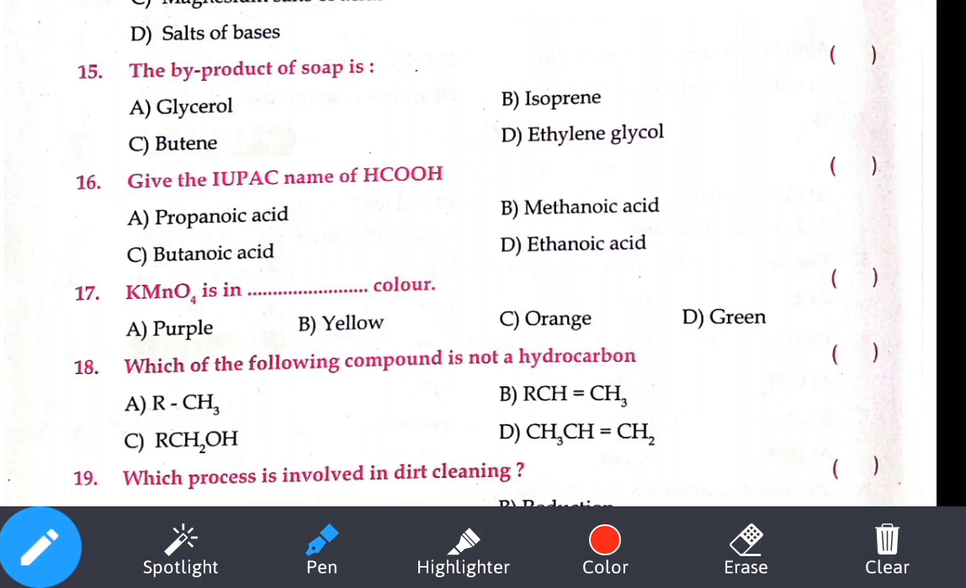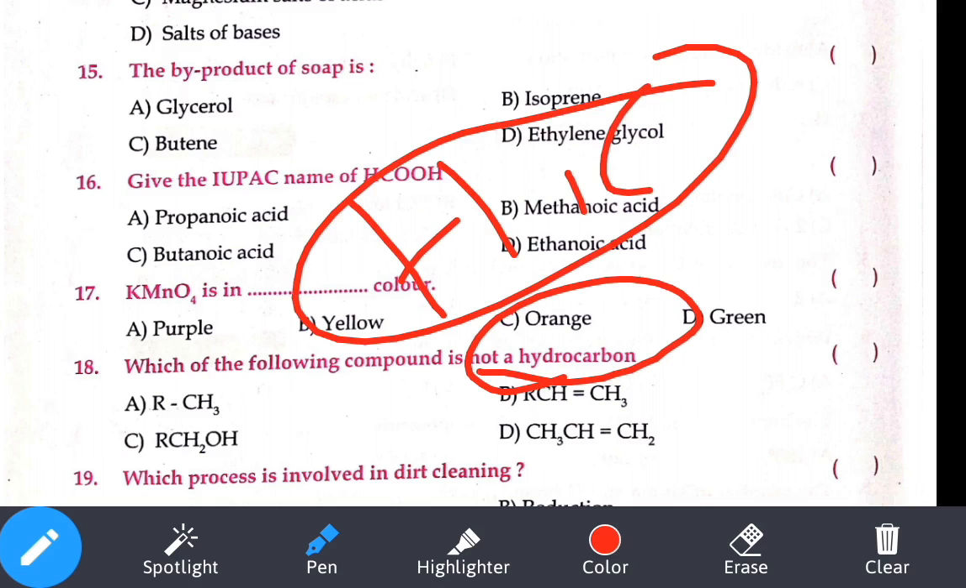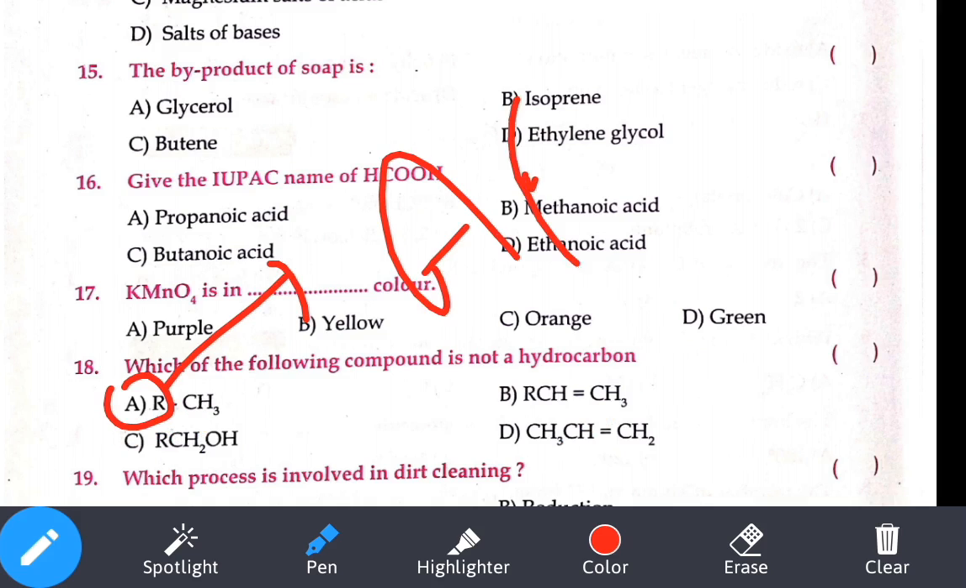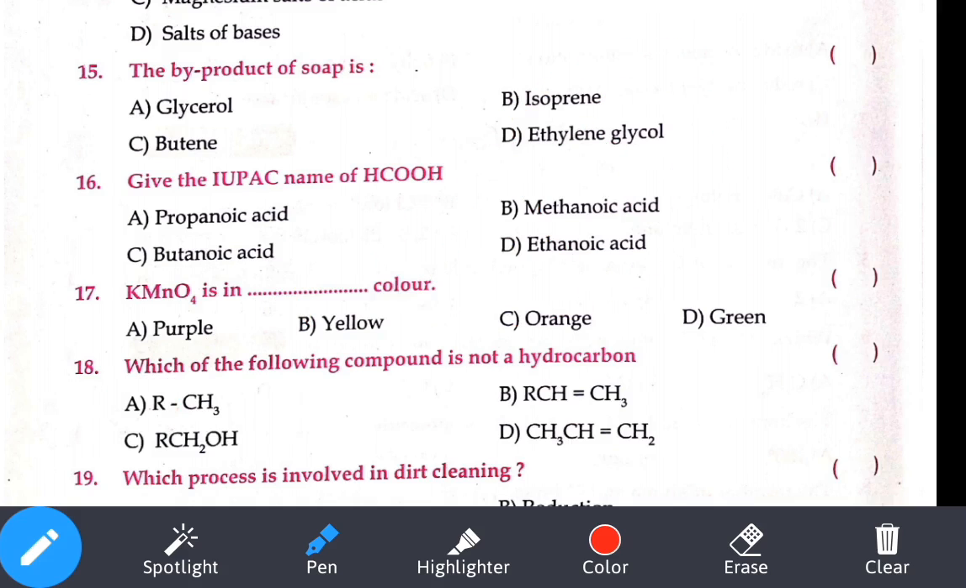Which of the following compounds is not a hydrocarbon? Hydrocarbon means hydrogen and carbon should be present in it. If you observe the options, in this one hydrocarbon is there, here also hydrocarbon is there, OH is added here, so we can say C. So what about R, sir? R is called our alkyl group. Alkyl is nothing but our hydrocarbon group.